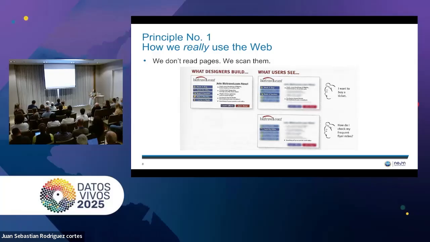So for example, this is an airline, biztravel.com. This person wants to buy a ticket, so they're only focused on some things. Versus this person, who asks, how do I check my frequent flyer miles? They're just focusing on those things.